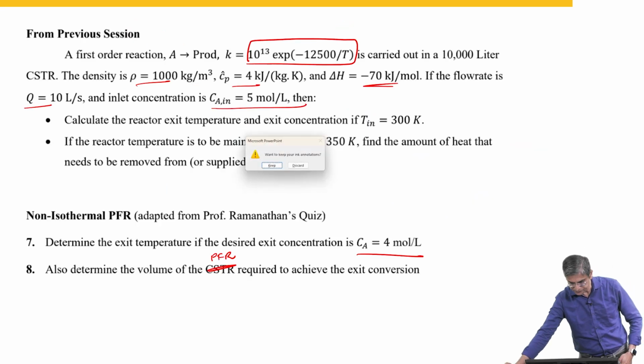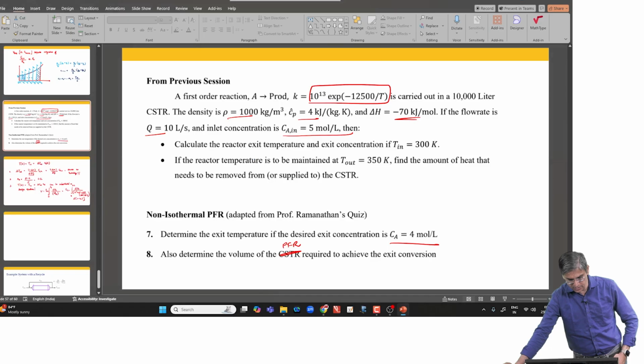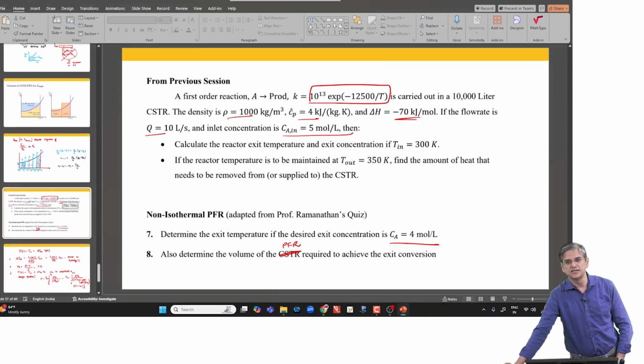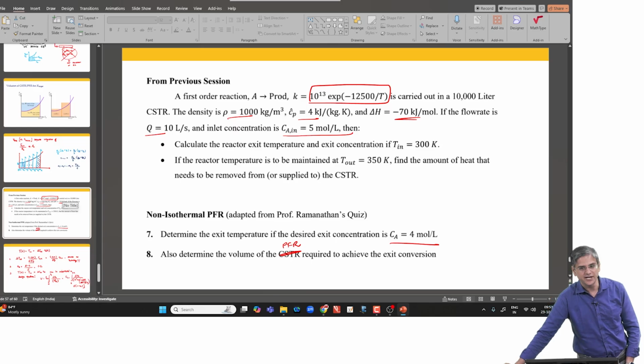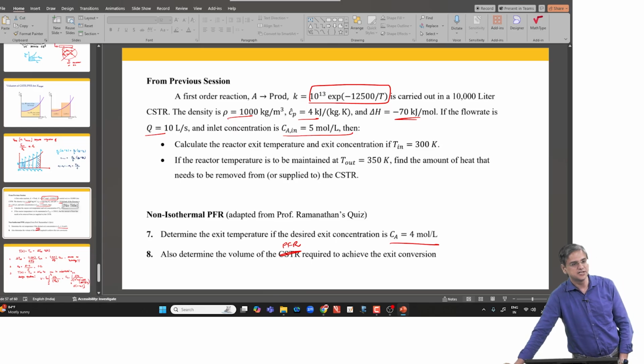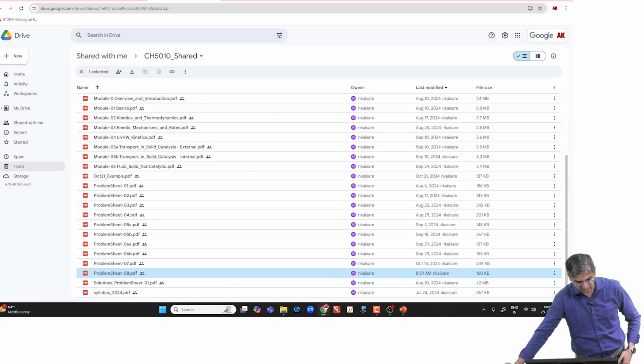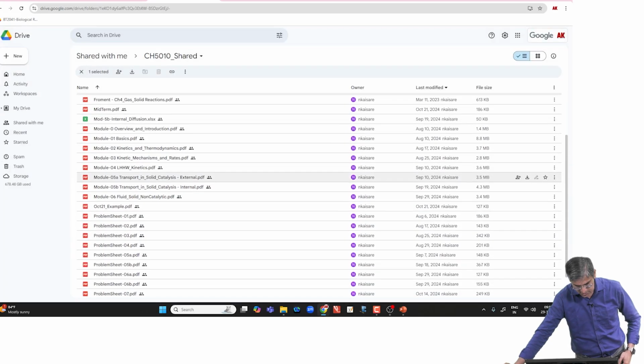Okay. This integration using Excel is what we will do in tomorrow's class. This integration using hand calculations for a slightly different problem is what you are going to do as a part of your assignment.